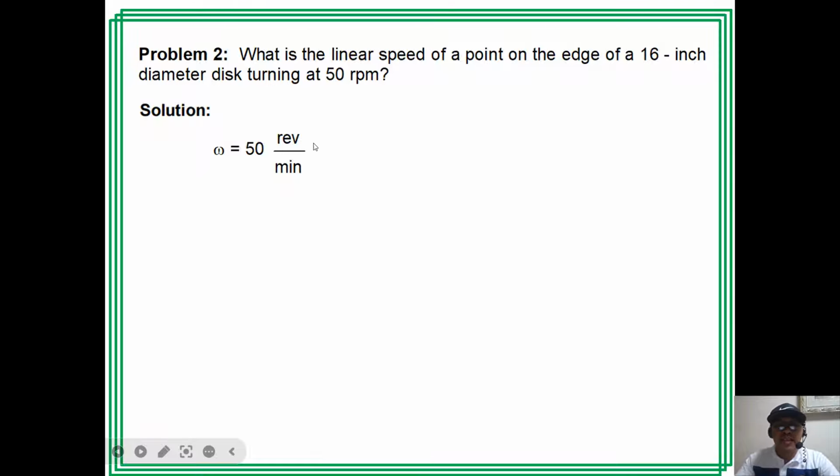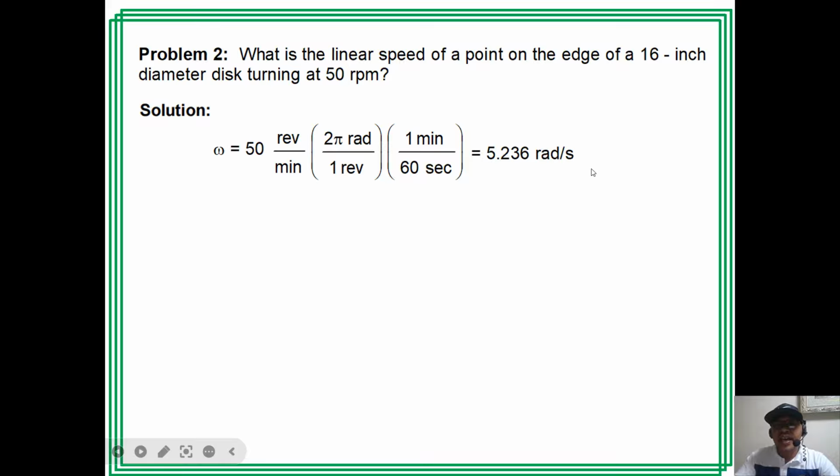So the angular velocity is 50 revolutions per minute. We can convert this to radians per second. So 5.236. And then at a point which is on the edge of a 16-inch diameter disc, what is the linear speed? So linear speed equals r times omega. The diameter is 16, so the radius is 8 inches. We divide it by 12 in order to have feet for our unit. Then this is 5.236 radians per second. So the answer is 3.49 feet per second.